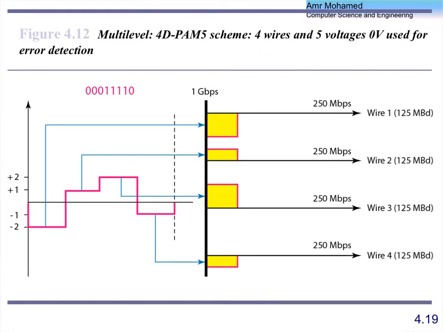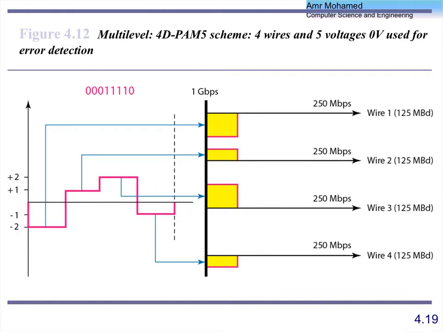So for this scheme, first of all, we notice that the scheme has a different name, different terminology. It's a multi-level scheme. However, it uses the concept of digital modulation, so it uses pulse amplitude modulation. This is a 4-dimension scheme, which means that it should have 5 levels: two negative levels, two positive levels, and the 0.